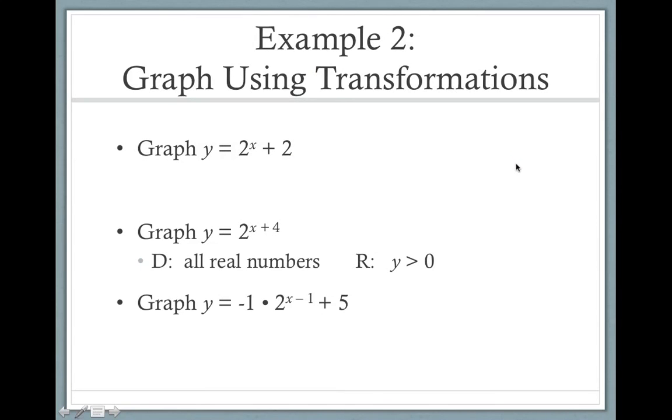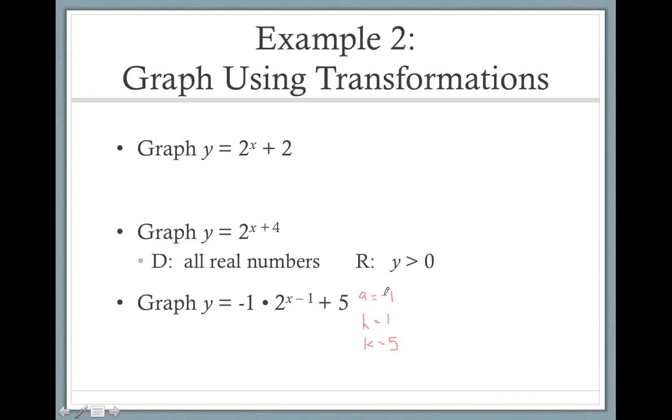Okay, let's try one more. Let's throw a bunch of stuff into this one, see if we can figure it out. So I've got y equals negative 1 times 2 to the x minus 1 plus 5. Okay, so what are all of the extra numbers that I have here? Do I have an a? Yes, that a is a negative 1. Do I have an h? Yes, in this case the h is a positive 1. How about a k? Do I have a k this time? Yes, my k is going to be 5.